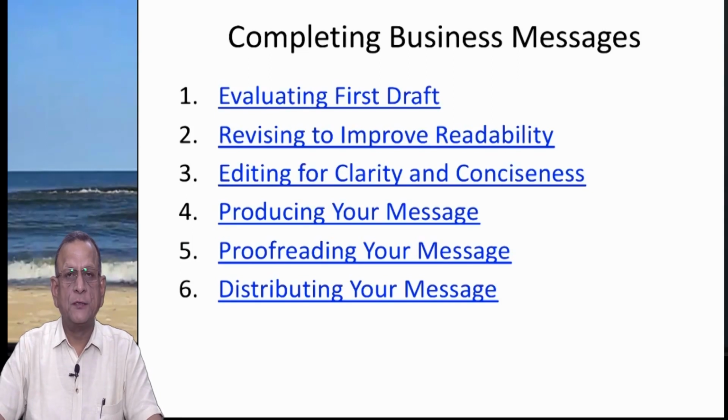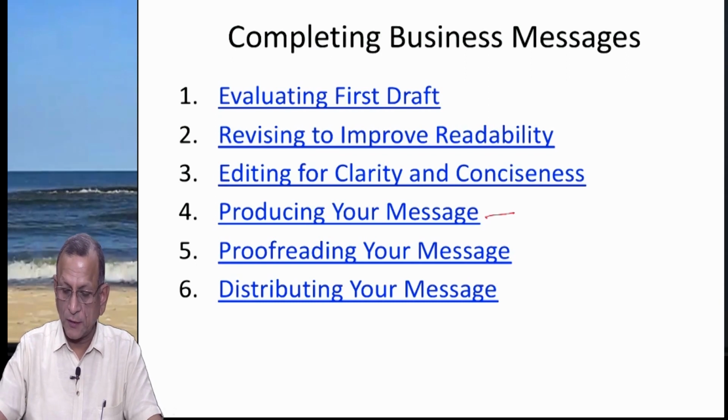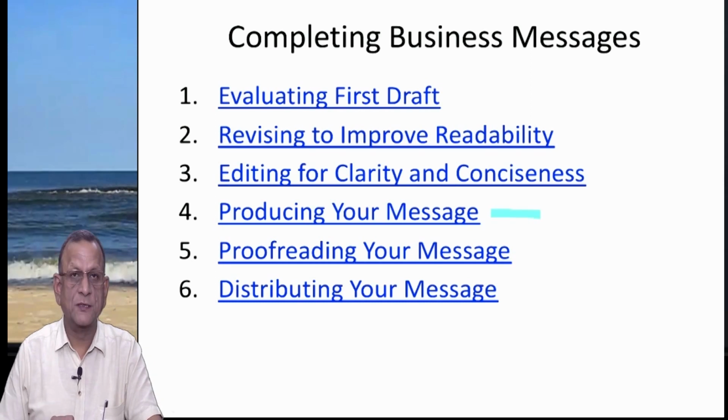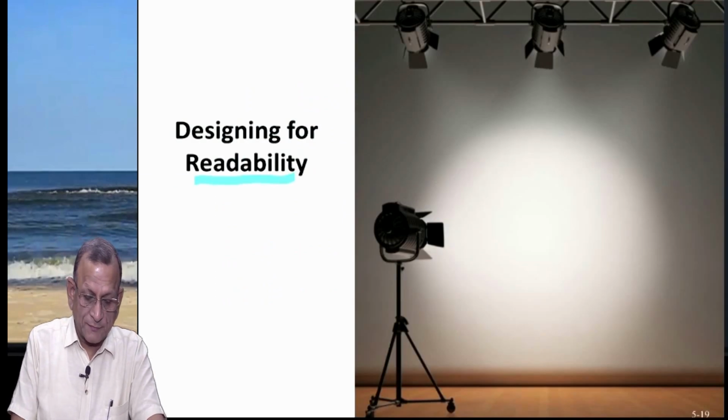Then the fourth section of this chapter number 6 is about producing your message. Producing means what? How are you going to finish and produce this message? What are we supposed to do? First, design for readability.